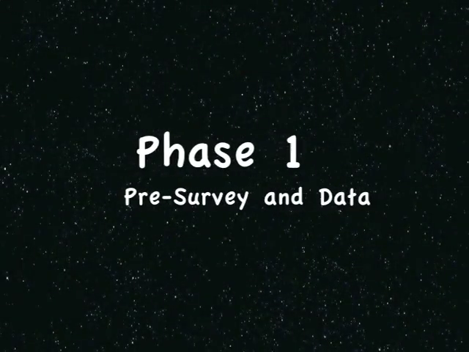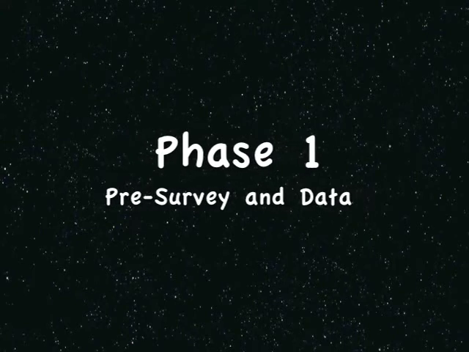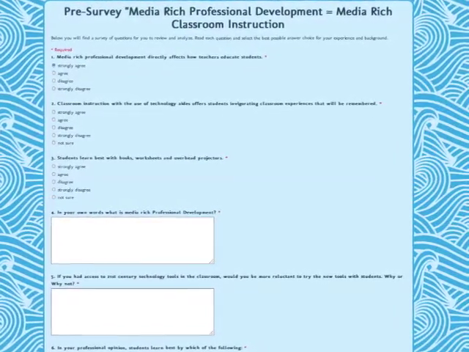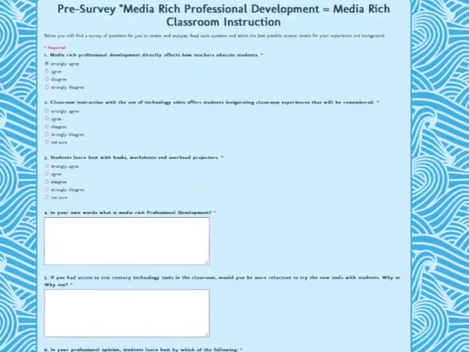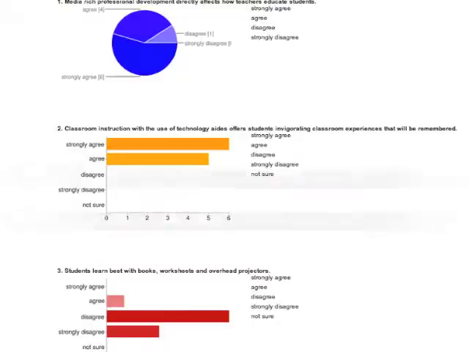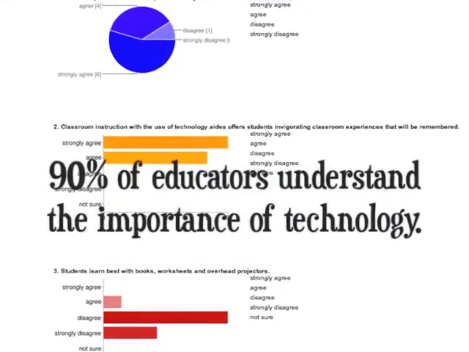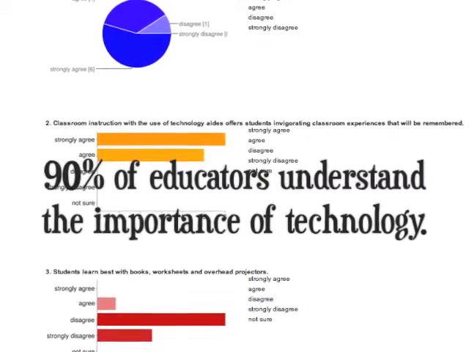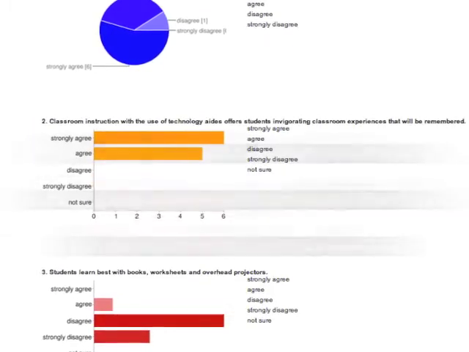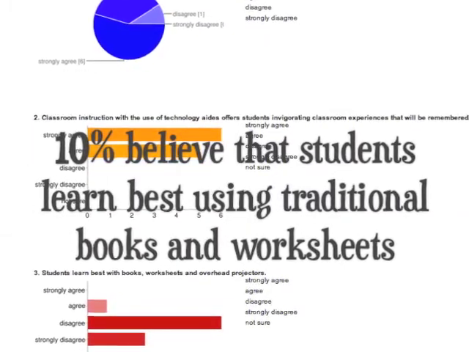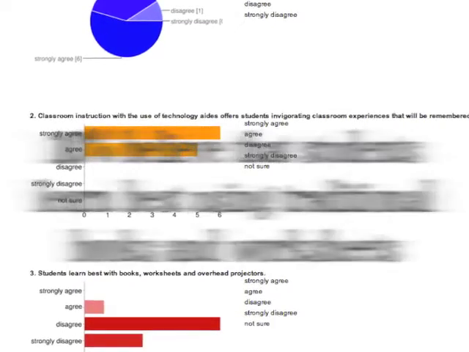To begin the process of finding out how much of an impact technology has on the teaching techniques of educators, I started phase 1 of my challenge research to obtain data that would show that educators understood only a little about using technology in the classroom. More than 90% of educators realize that using media-rich content directly affects how teachers educate students in the classroom. And less than 10% of educators felt that their students only needed traditional books, worksheets, and overheads to learn.